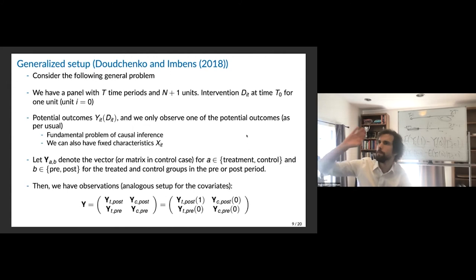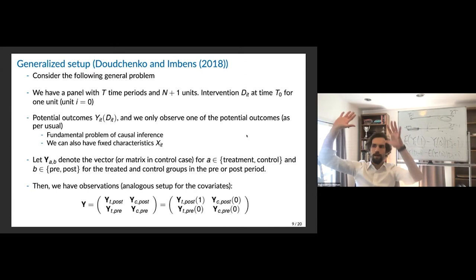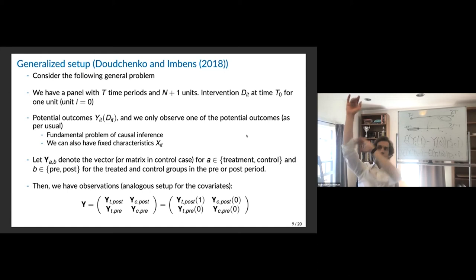What we're going to think about is a setup in the following way. We're going to consider the following general problem, and I'm using the setup from the Doudchenko and Imbens paper from 2018, which I find really nice. I would recommend you go take a look at it if this is something you're interested in. Let's consider the following problem. We have a panel with T time periods and N plus one units, and we have an intervention at some time zero for a single unit.